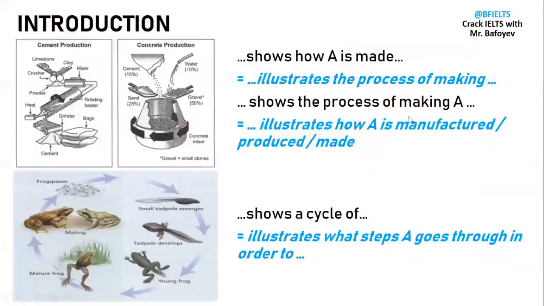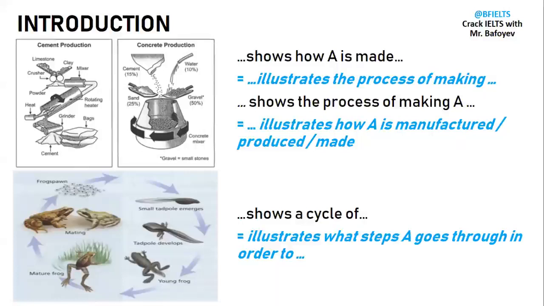I illustrated them in this way, one for manufacturing and below it the other for cycles. First of all, let's say the essay question tells you, shows how A is made, you can paraphrase it by saying the diagrams below. I wouldn't recommend you use words like pictures or images. Diagrams or graphs will be a better word. Diagram maybe even better. Diagrams below illustrate the process of making. Instead of how A is made, you can say how the process of making A.